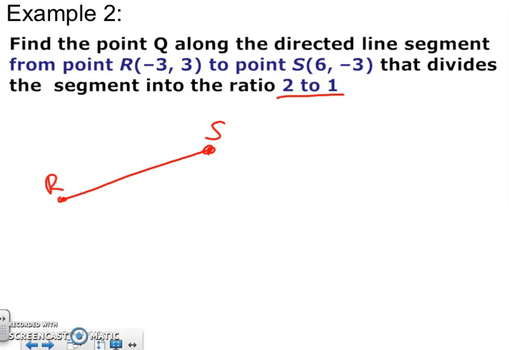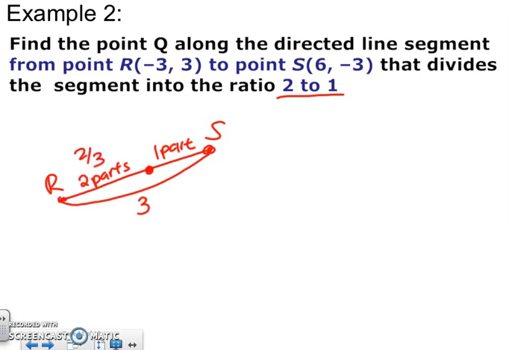You can always draw your first letter on the left if you would like to. And the ratio is 2 to 1. So for every two parts, there is 1 part over here. So my total is going to be 3. So the second thing is to find your fraction.